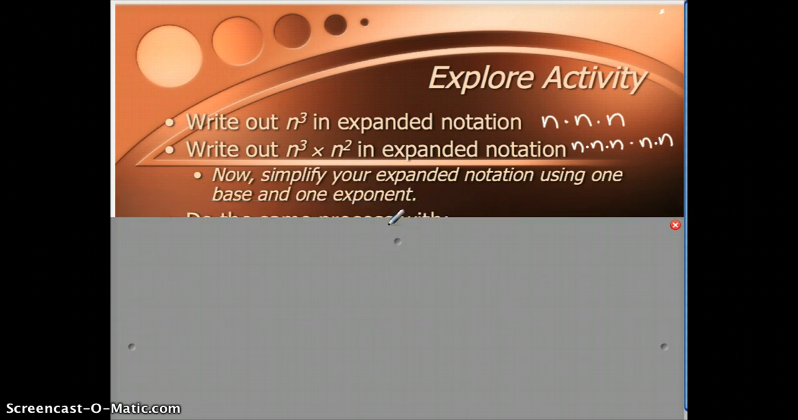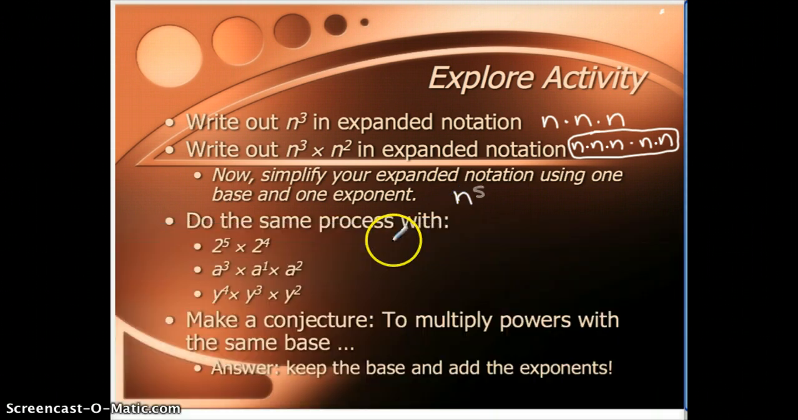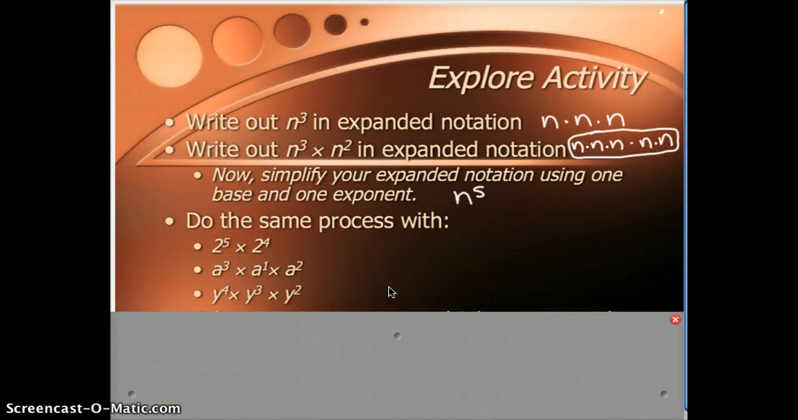Now I'm going to ask you to simplify your expanded notation using one base and one exponent. So now you're going to look at what you have and try to write that with one base and one exponent. I hope you wrote n to the fifth. All right, I want you to do the same process with all of these three things. So 2 to the fifth times 2 to the fourth, a to the third times a squared, and then y to the fourth times y cubed times y squared. I want you to write it all the way out and then write it with one base and one exponent. You can pause and then check.